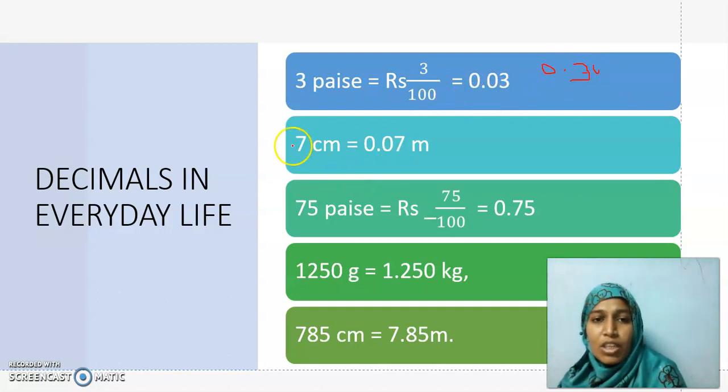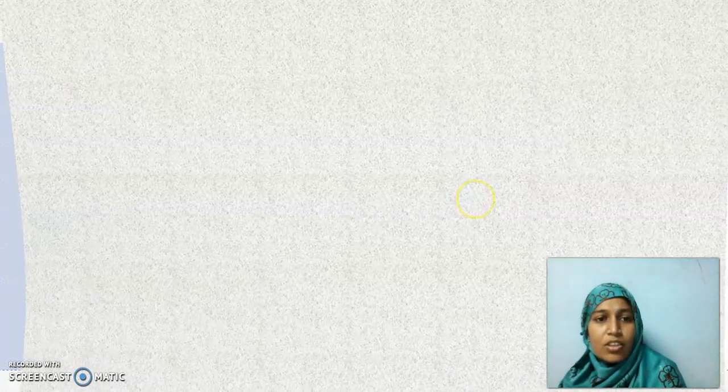Similarly, 7 centimeter, is it 0.7? No. 1 meter is equal to 100 centimeter. Thus, I should divide by 100. So, we get 0.07. Is it clear, my dear children? Likewise, now let us practice a few problems in the next slides. These are all the places where we come across decimal points.